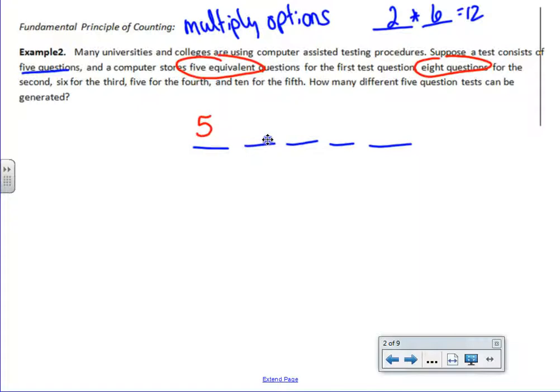Now for my second test question, that's where the 8 shows up. For the third, we have 6 different in the bank. And for the fourth, there's 5. And for the fifth, there's 10. And then to figure out how many different exams we can generate, we're going to multiply those together. Your teachers actually use a lot of these, and there's literally a bank of questions, and we could kind of filter through them and decide if we like it or not. Either way, this comes out to, I think, 12,000. I pre-calculated some of these, so I don't have to type.